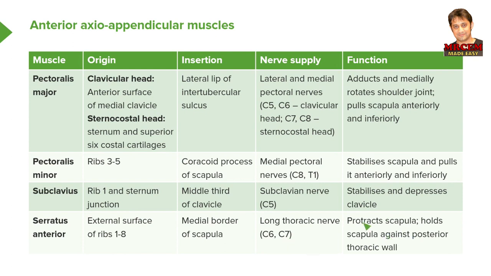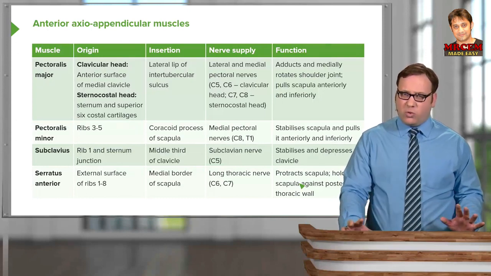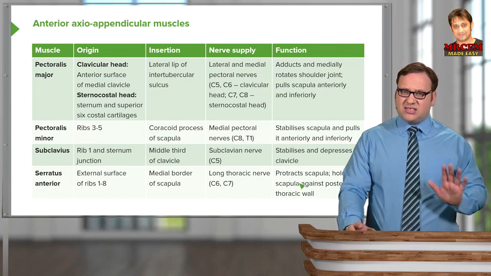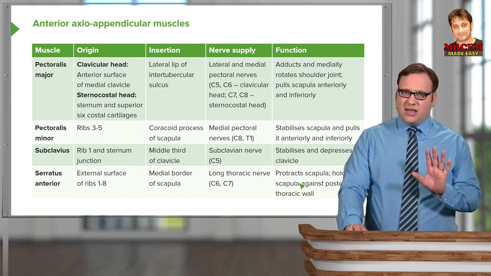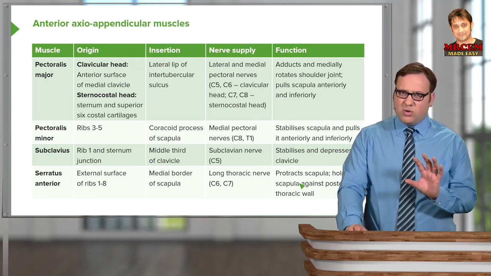It's involved in protracting the scapula, so it can pull the scapula forward and hold it against the posterior thoracic wall. This is important if you were to say push off from a wall. If you were leaning against a wall and pushing off, then you need the scapula to be anchored against the posterior chest wall. If that's anchored against the posterior chest wall, then you'll be able to move backwards.